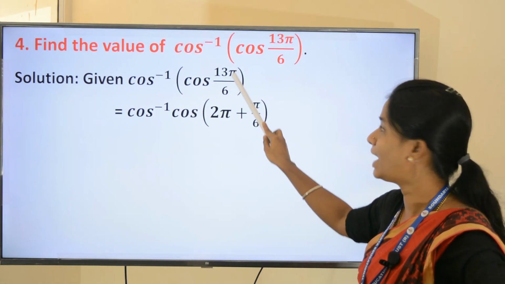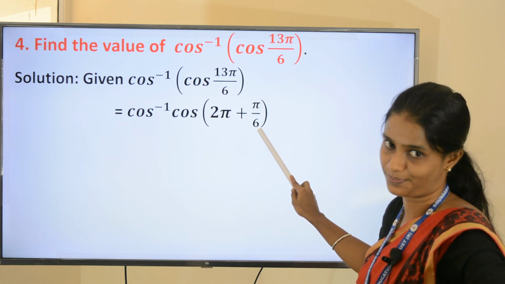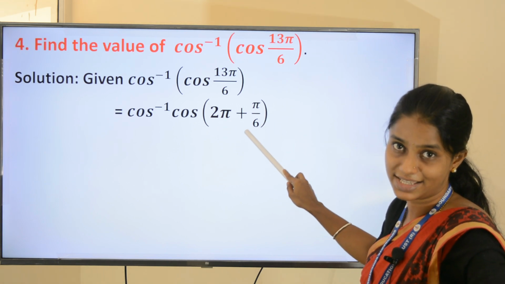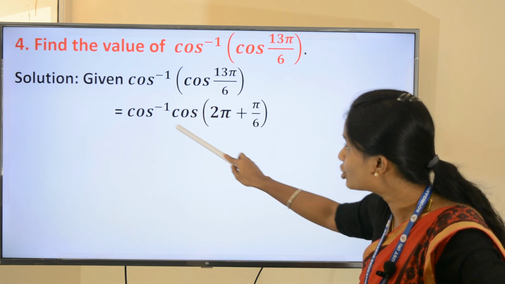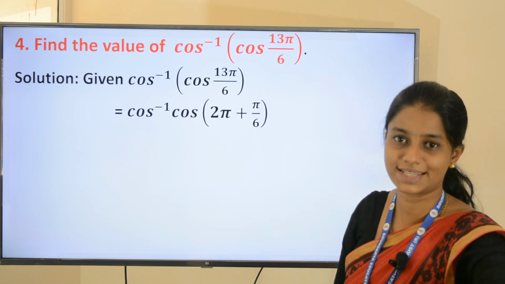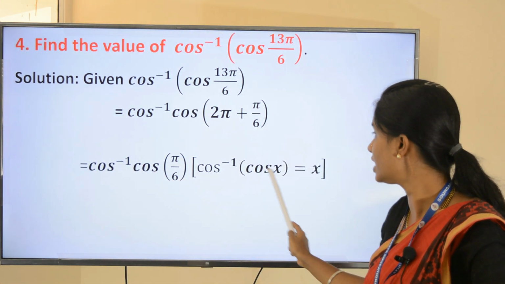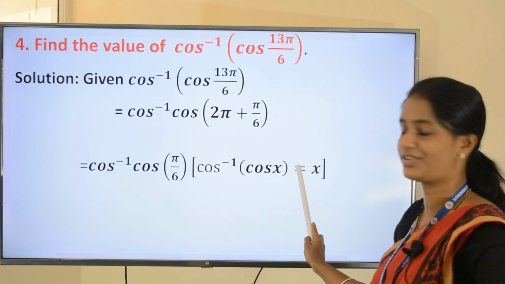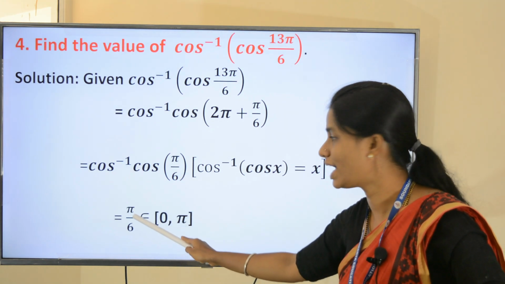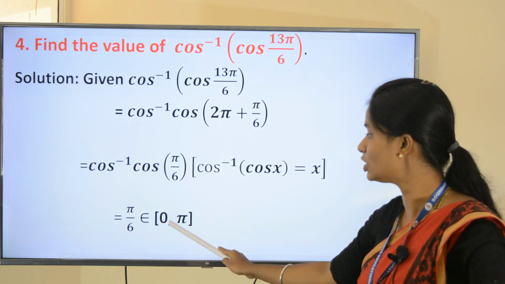So 13 pi by 6 can be written as 2 pi plus pi by 6, which lies in the first quadrant. In the first quadrant, please remember, all the 6 trigonometric functions are positive. Cos inverse of cos pi by 6 is equal to what? Cos inverse of cos x can be written as x. So cos inverse of cos pi by 6 is equal to pi by 6 only. Clearly pi by 6 belongs to the closed interval 0 comma pi.